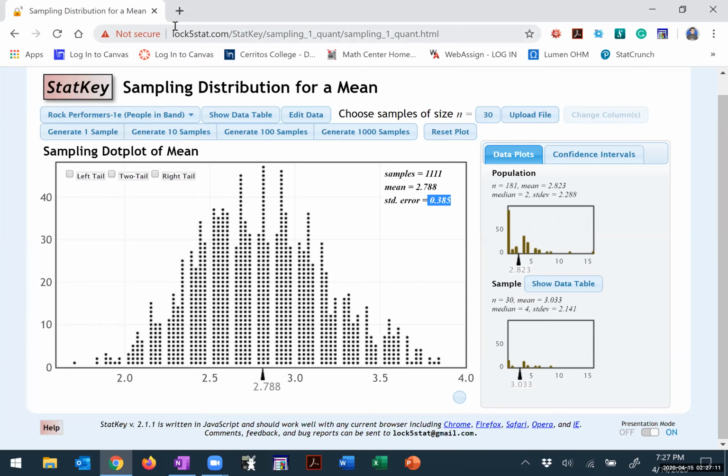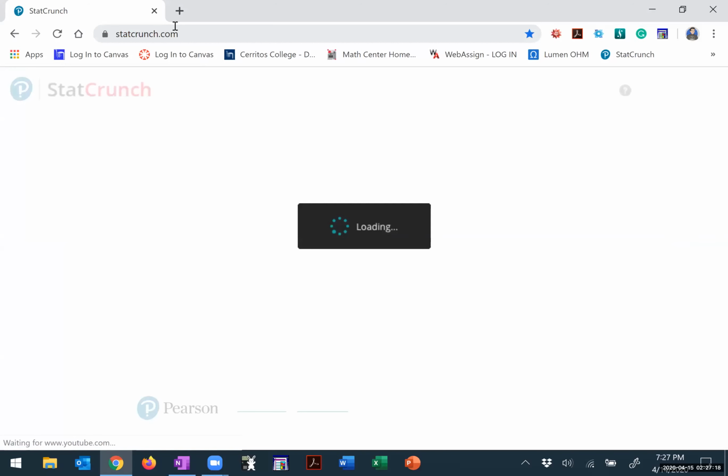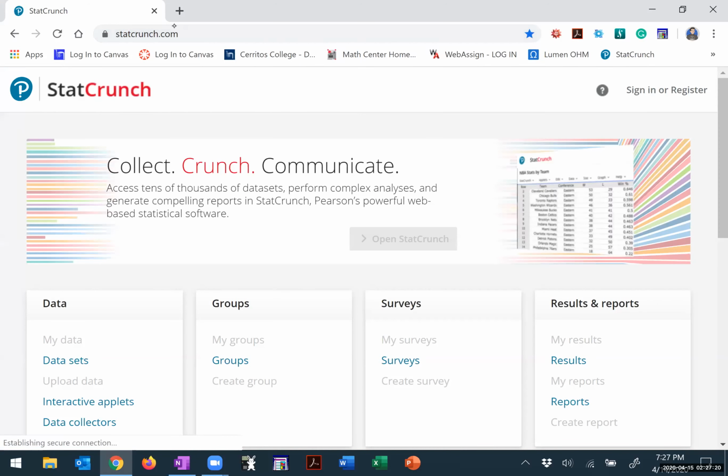Okay, let's see what StatCrunch does. I don't know if it will calculate a t-score or not. It will. I actually know how to do it. Don't worry about it. Yeah, it's on there. Okay, perfect.